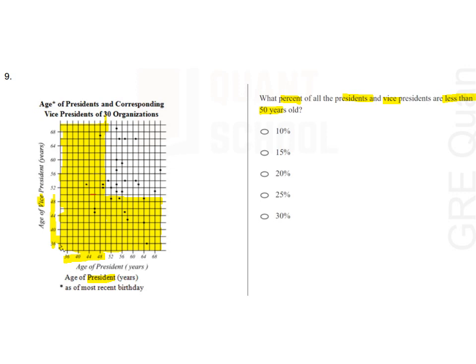There's a dot plot. It shows the age of presidents and corresponding vice presidents of 30 organizations. In the horizontal line, we get the age of presidents in years, and in the vertical line, we get the age of vice presidents in years. The question asked, what percent of all the presidents and vice presidents are less than 50 years old? So we need to count the presidents who are less than 50 years old and vice presidents who are less than 50 years old.